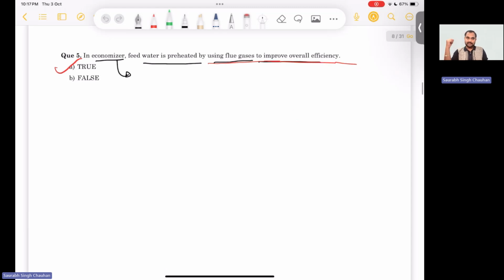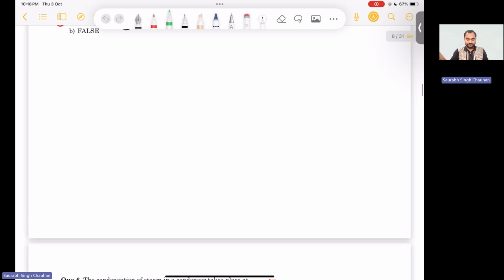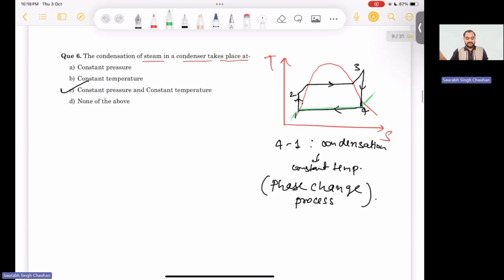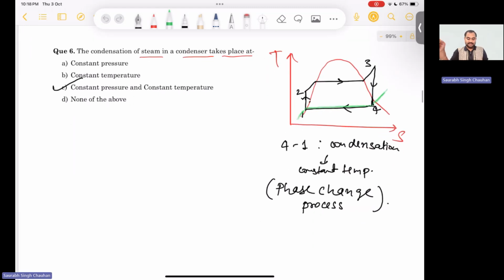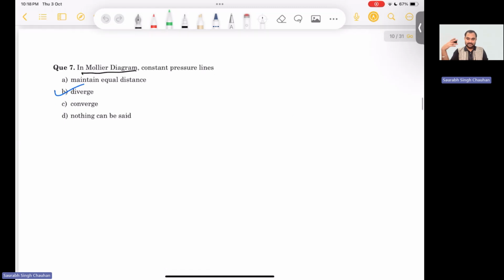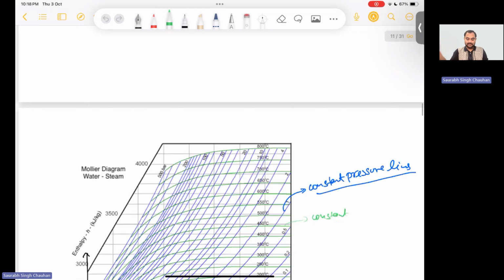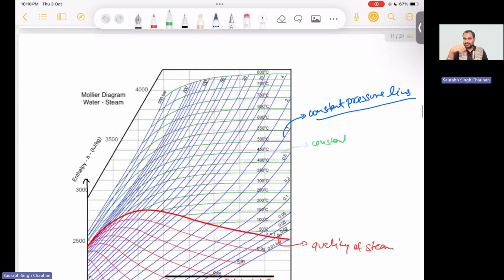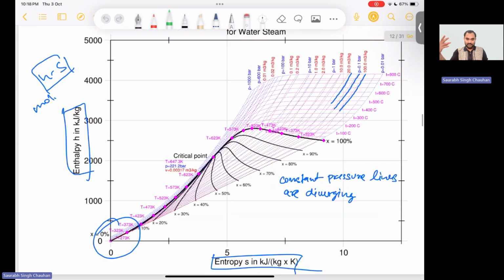We have discussed that an economizer is a device which uses the heat of flue gases to preheat the water that will go into boiler. Okay, we discussed that condensation in condenser takes place at constant pressure and constant temperature because it is a phase change process. And Mollier diagrams, we have seen that Mollier diagrams are basically entropy enthalpy diagrams, and constant pressure lines basically diverge in Mollier diagram.